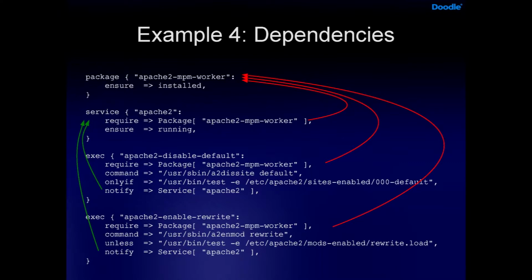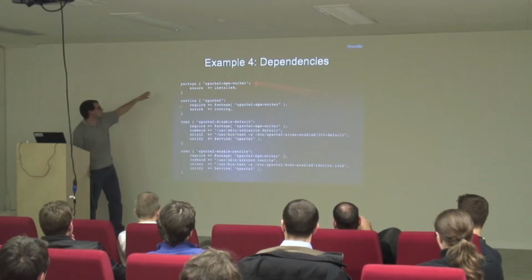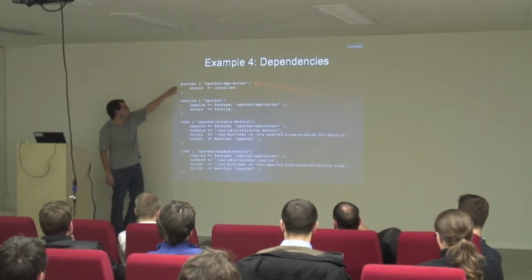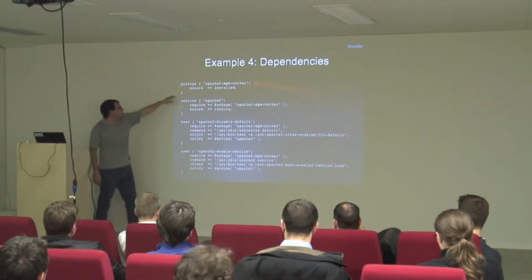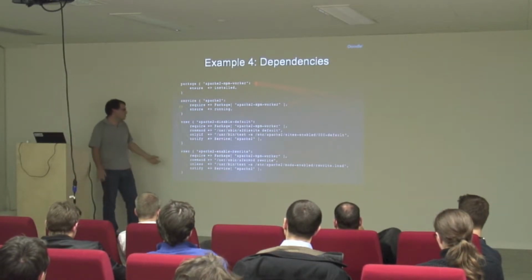Then there's the dependencies. Of course, you cannot install software and do configuration changes in any order. Depending on what software you install, you have to stick to some order. And in this case, what we're doing is installing a package for Apache, which is the apache2 mpm worker, whatever. Again, the ensure with installed in this case, because we want the package.